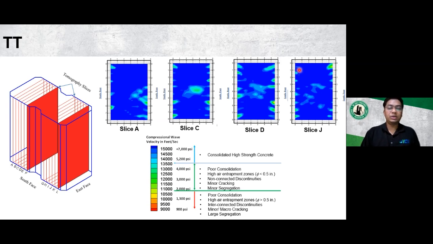gaps. And you see this color scale which is being used to plot the heat maps. The reds are an indication of poor consolidation or interconnected discontinuities or large segregations, whereas the good area is like solid concrete, and then there is an intermediate zone which could be an indication of high entrapment zones or minor cracking or minor segregation.